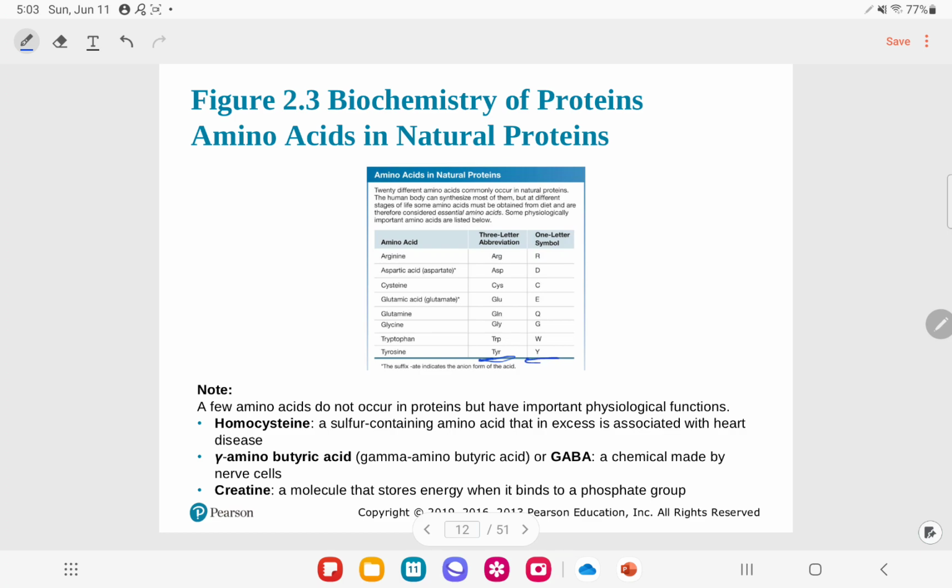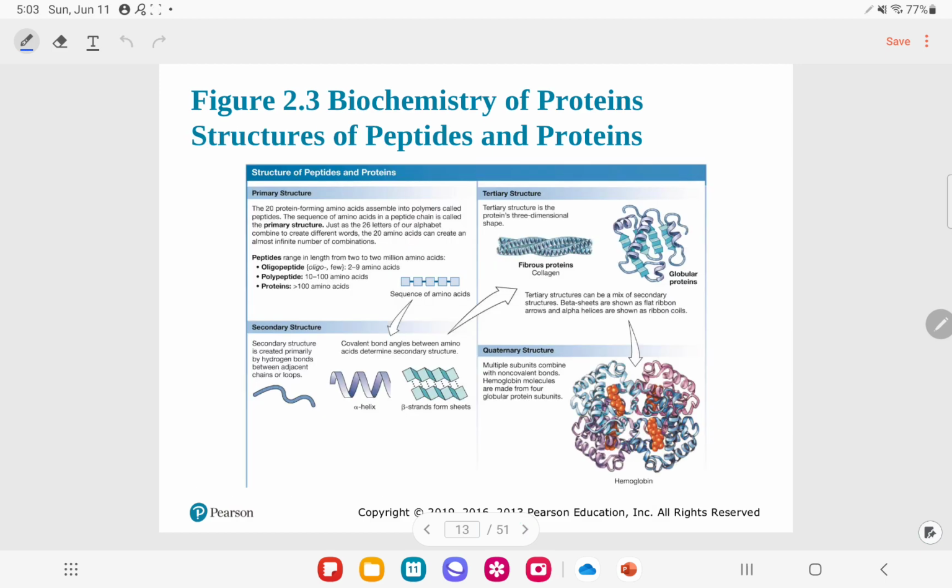But there are a few amino acids that do not occur in proteins but have important physiological functions. Those are homocysteine, a sulfur-containing amino acid that, in excess, is associated with heart disease. You have gamma-aminobutyric acid, or GABA, a chemical made by nerve cells in the brain. And you have creatine, a molecule that stores energy when it's bound to a phosphate group, like phosphocreatine. So amino acids link up via peptide bonds to make proteins.